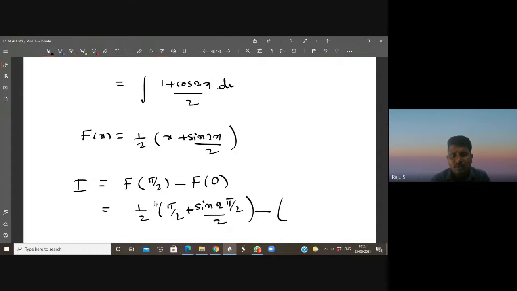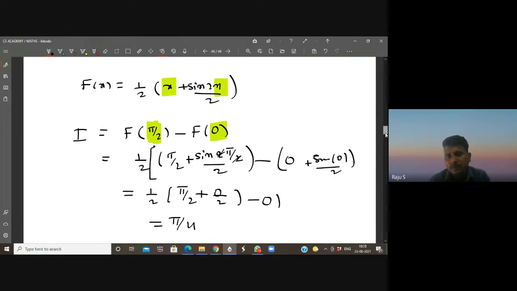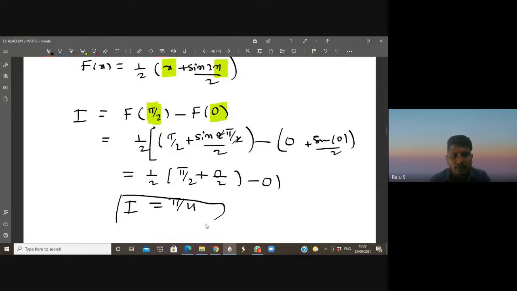The lower limit is 0, and 1 by 2 is common for both. Plus sine 0 by 2, the second term, anyhow, it is 0. I substituted here in place of x pi by 2 minus 0. So 1 by 2, this is pi by 2. Yes, students, here the 2s get cancelled. What is sine 180? 0. 0 by 2 minus 0. So this is equal to pi by 4. I is equal to pi by 4.